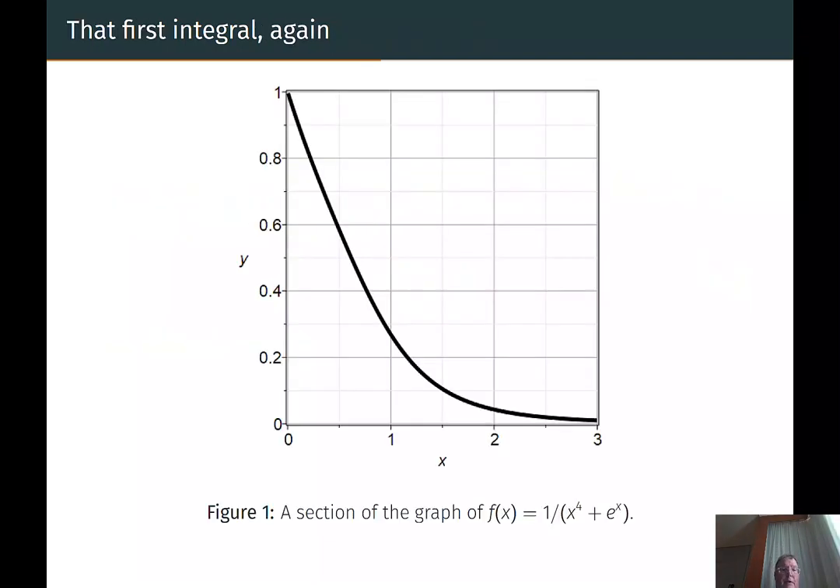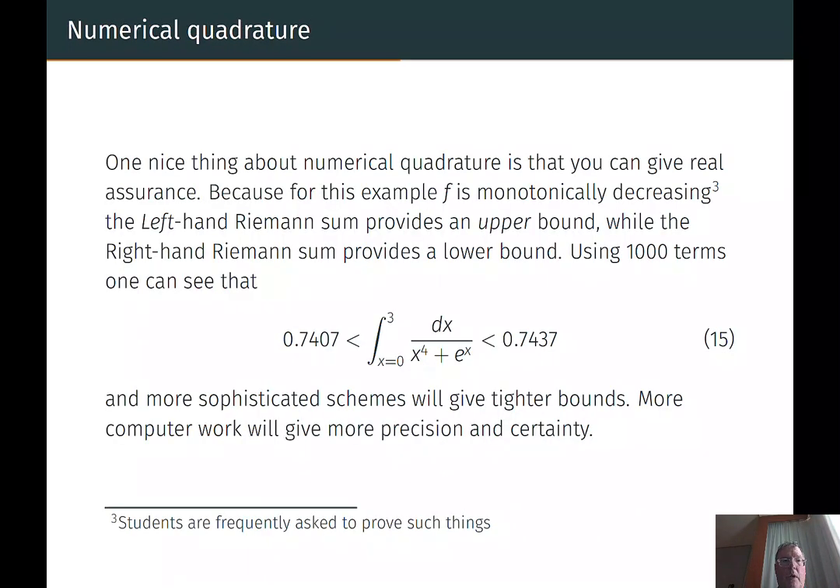Let's go back to that first integral, 1 over x to the power 4 plus e to the x. And we were integrating from x equals 0 all the way out to infinity. But let's just chop it off at 3. We'll integrate from 0 to 3. Never mind the integral from 3 to infinity. We'll worry about that later. If we look at this curve, you see that it's got a perfectly decent area underneath it. So we ought to be able to find the integral from 0 to 3 of f of x dx. And we can, but we must use numerical quadrature.